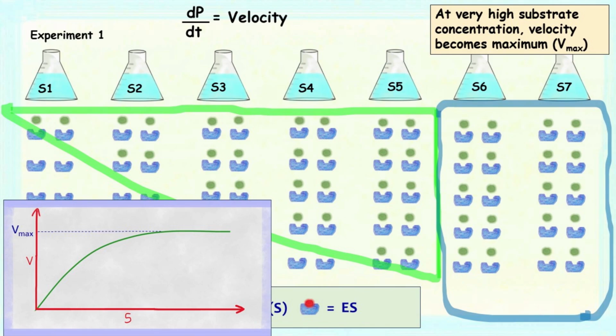At high substrate concentration, S6 and S7, there is no further increase in velocity. Hence we say the velocity has reached its maximum limit. In short, this is known as Vmax.